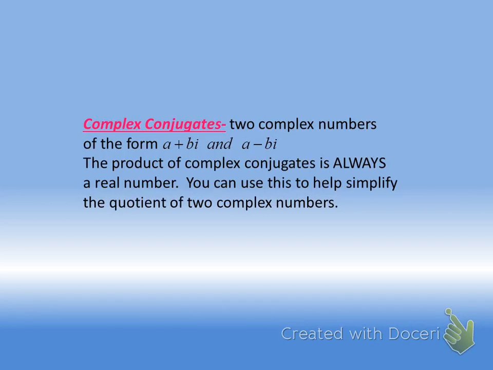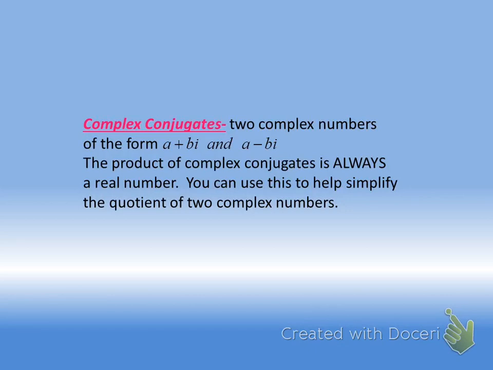Complex conjugates are two complex numbers that are of the form a plus bi and a minus bi. So the only thing different between the two is what? The sign in the middle. One's a plus, one's a minus. Now here's the slick part. The product of complex conjugates is always a real number. You can take two complex numbers, FOIL them out, and it ends up in a real number.